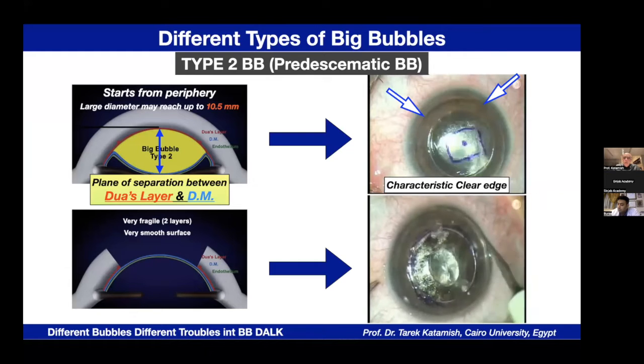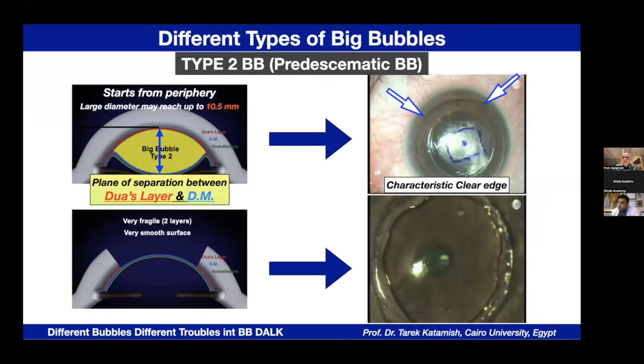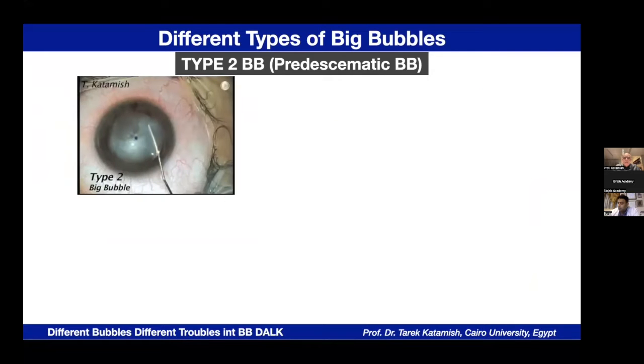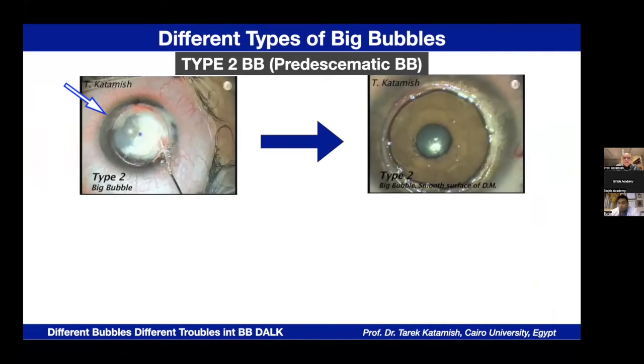And again, when you open the big bubble roof, you will have the floor, as you see, featureless or very smooth, because Dua layer has been excised with the remaining stroma. So again, big bubble type 2 has a characteristic clear edge, and it has a characteristic smooth surface, as you see, if compared with type 1 big bubble.